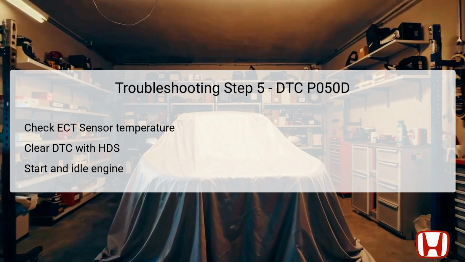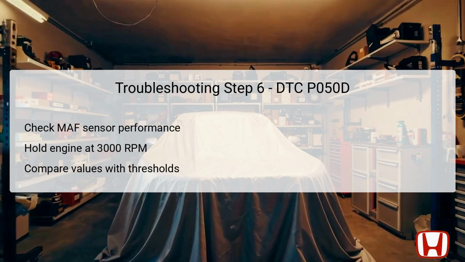at this time. This troubleshooting step is essential to confirm if the error persists or if it was a one-time incident. In the sixth troubleshooting step, we perform a MAF sensor performance check. Start the engine and maintain the engine speed at 3,000 RPM for a duration until the radiator fan activates.